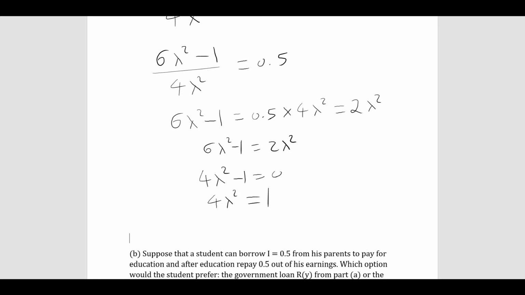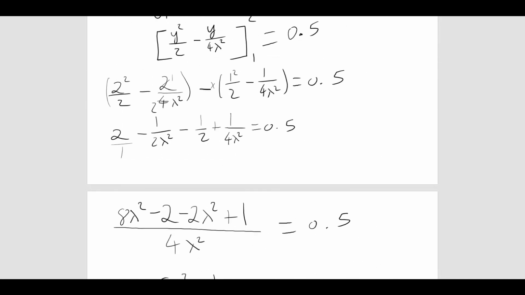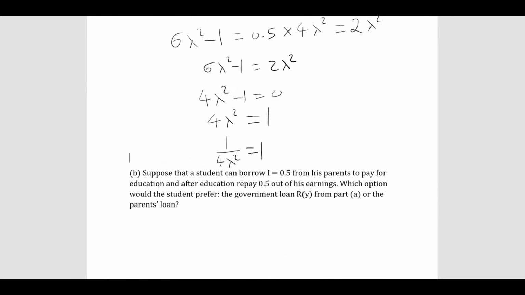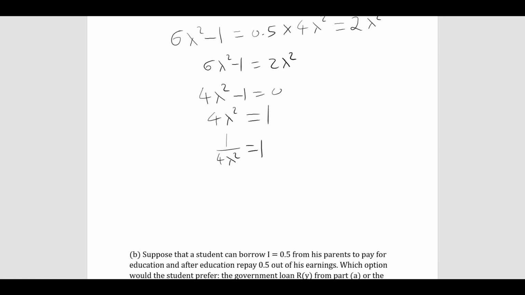And then that basically means that 1 over 4 lambda squared is also 1. And because 1 over 4 lambda squared is 1, we can substitute that back into the constraint. We can see that this part, the 1 over 4 lambda squared, is just going to be 1. So that means r of y is just y minus 1. So that is the debt contract which maximizes the expected utility for the student.